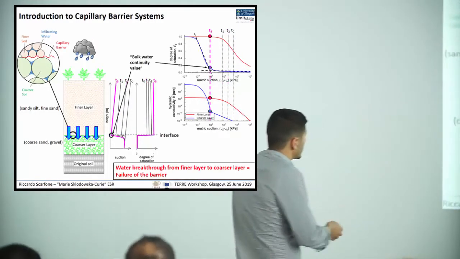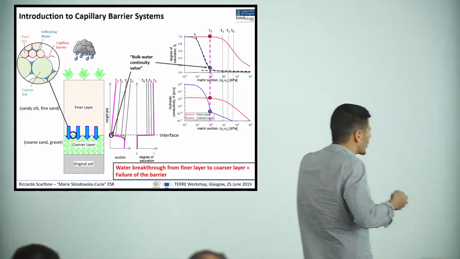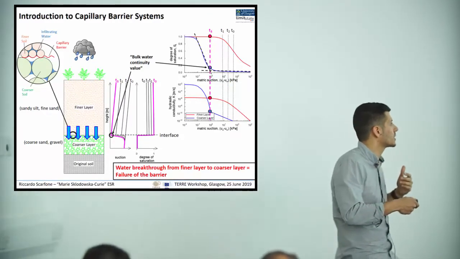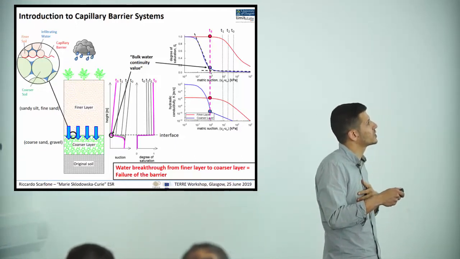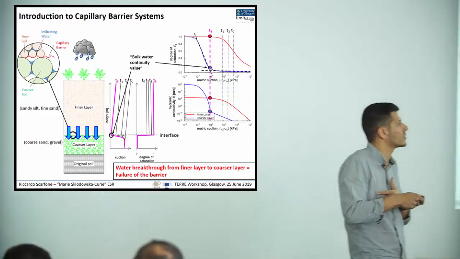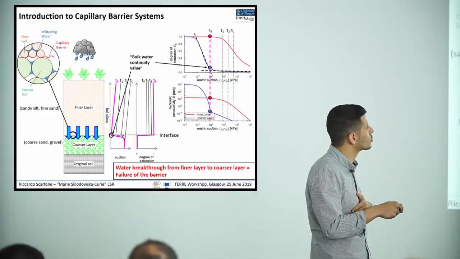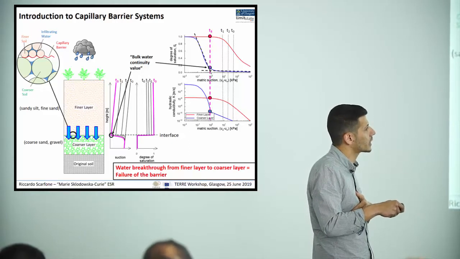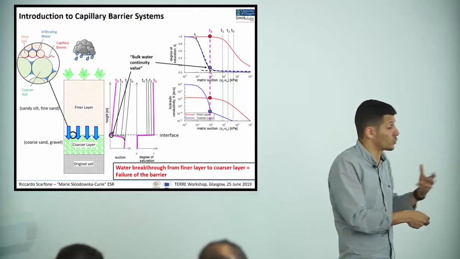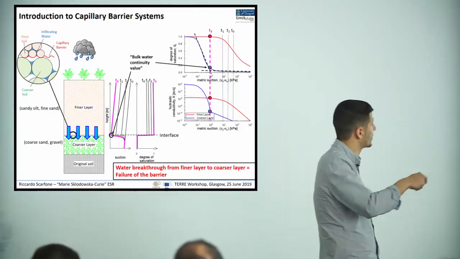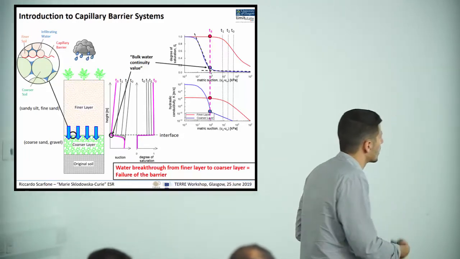but if it rains too much and in the finer layer we're storing too much water, the suction at the interface may decrease too much, in particular may decrease down to this point, which we call bulk water continuity value, in correspondence of which the hydraulic conductivity of the coarser layer increases dramatically and it becomes basically very permeable to water flow. So the breakthrough from the finer layer to the coarser layer and eventually to the underlying soil occurs, making the barrier fail.